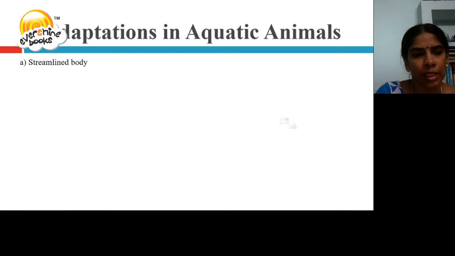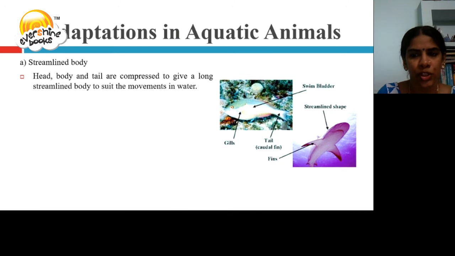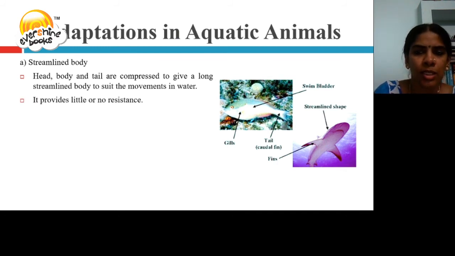Streamlined body. Aquatic means we know it is fish most probably. Most of the aquatic animals, we can see crab, fishes, oysters, the head, body and tail will be compressed a lot. It gives a long streamlined body to suit their movement in water. It provides little or no resistance so they can swim easily.